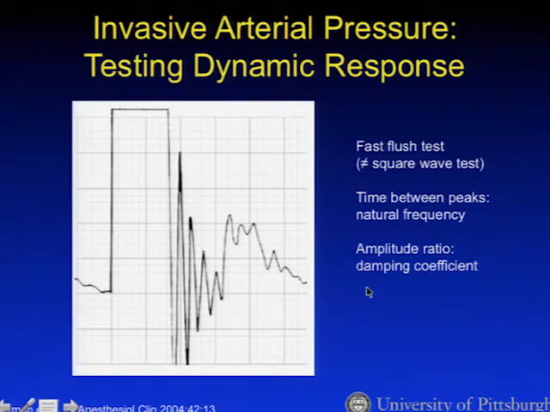Now, I doubt you'll be asked to calculate either of these things, but it is of practical interest to know that an optimally damped system is characterized by only 2 or 3 oscillations prior to returning to baseline after release of the flush valve. And each oscillation should be really no more than 1/3 the amplitude of the previous. So in this example, we have an underdamped system because there's more than 2 or 3 oscillations, and the amplitude exceeds 1/3 of the previous.